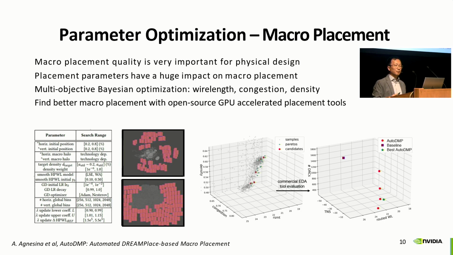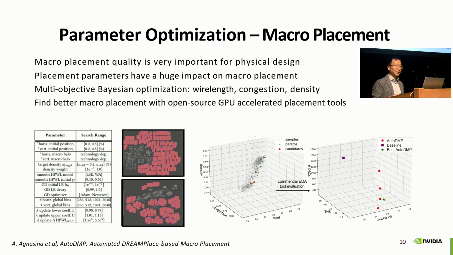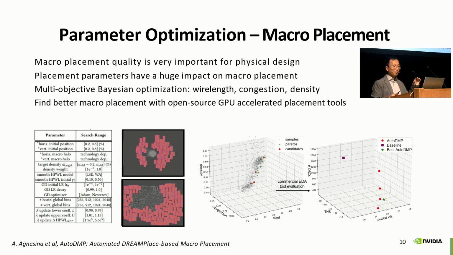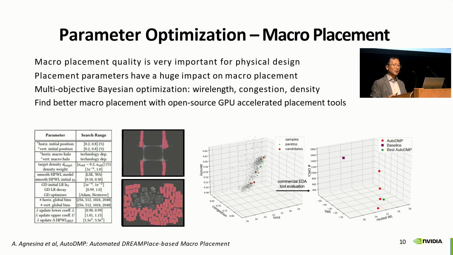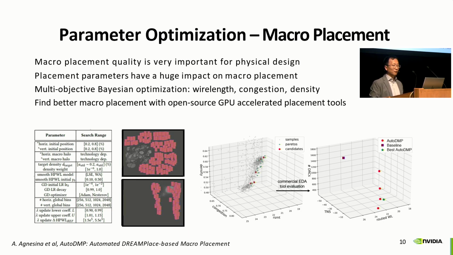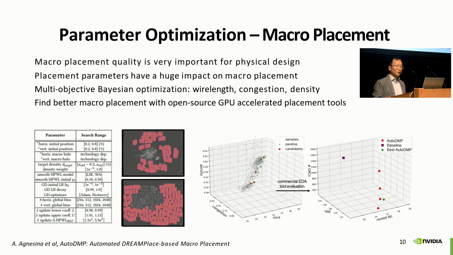There are a lot of placement parameters, and on the left figure we show all the placement parameters. So we apply Bayesian optimization to find the best placement parameters efficiently, because so many parameters make a very large design space to search. It is also a multi-objective optimization problem, since we need to simultaneously optimize wirelength, congestion, as well as density. And we show that with Bayesian optimization, we can find very good design points. Using the open source GPU accelerated tools often leads to better quality than commercial tools, actually.